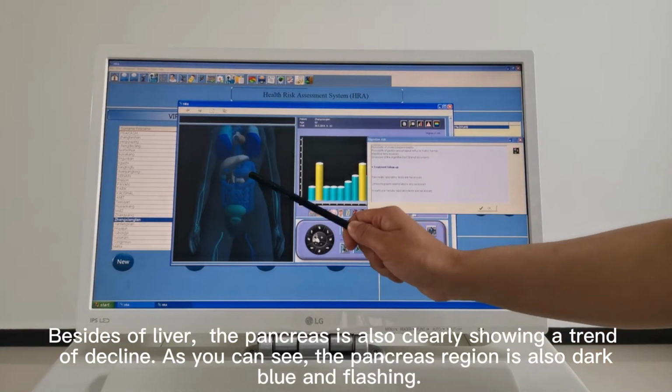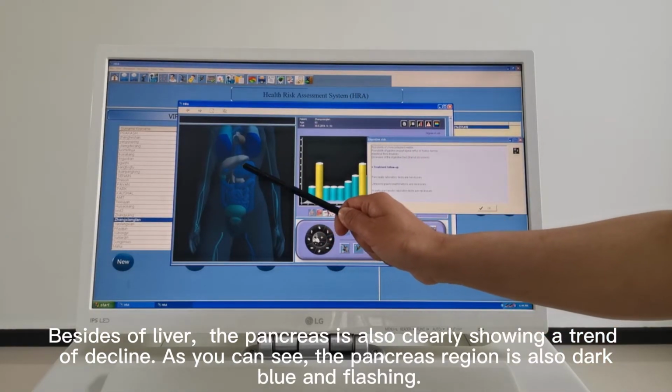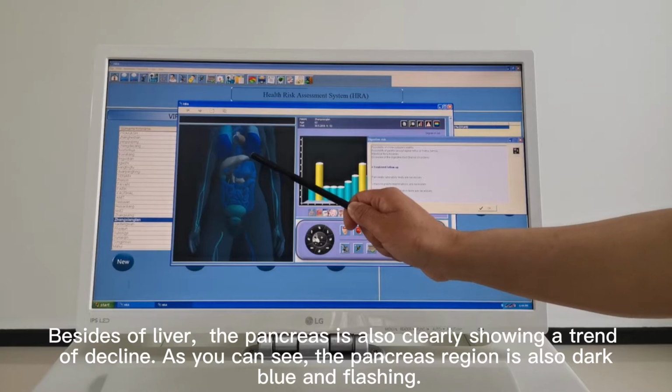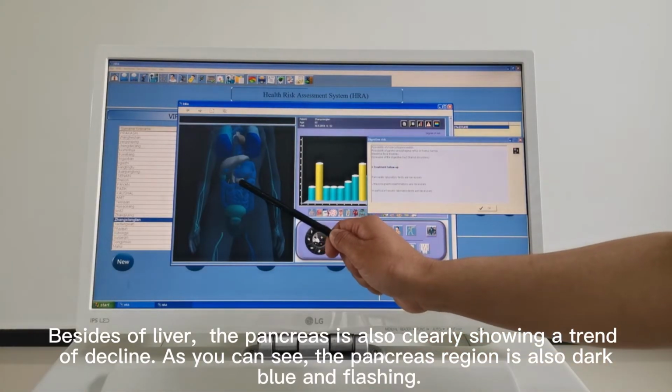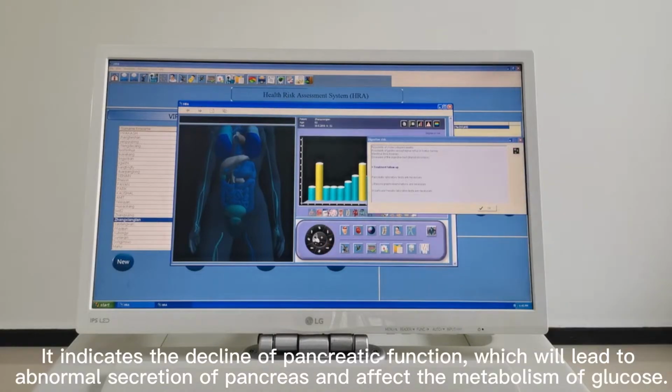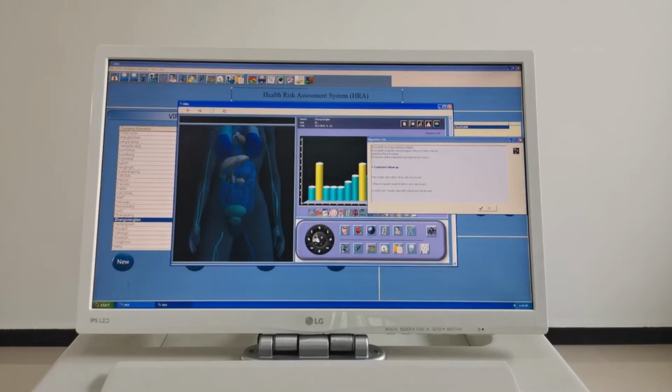Besides the liver, the pancreas is also clearly showing a trend of declining. As you can see, the pancreas region is also dark blue and flashing. It indicates the declining of pancreatic function, which will lead to abnormal secretion of the pancreas and affect the metabolism of glucose.